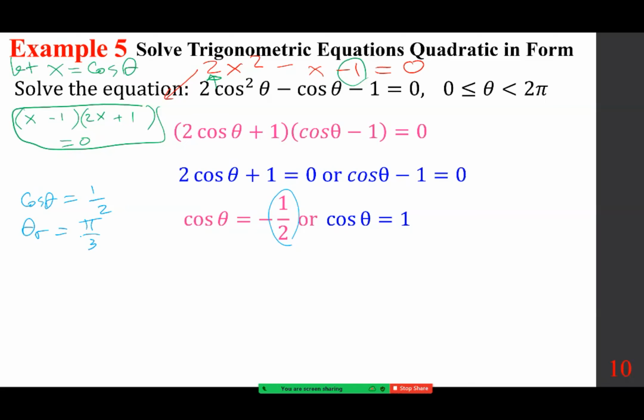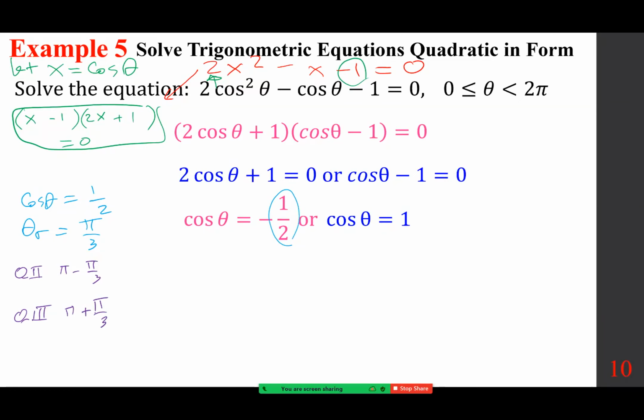Since I want it to be negative, cosine is negative in the second and third quadrant. So, I want to show you the detailed work. In quadrant 2, you get pi minus pi over 3. In quadrant 3, you get pi plus pi over 3. So those are the answers, which give us 2 pi over 3 and 4 pi over 3.